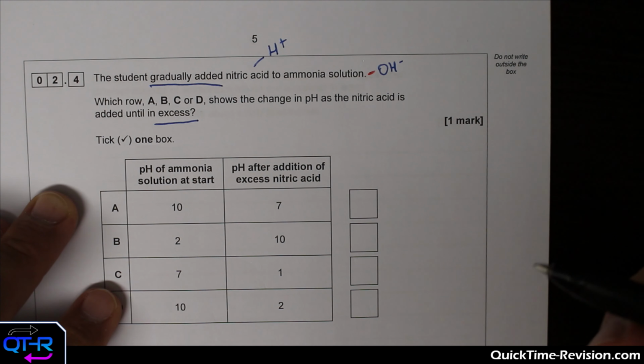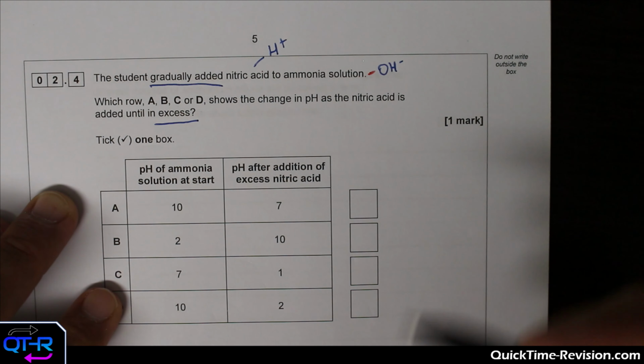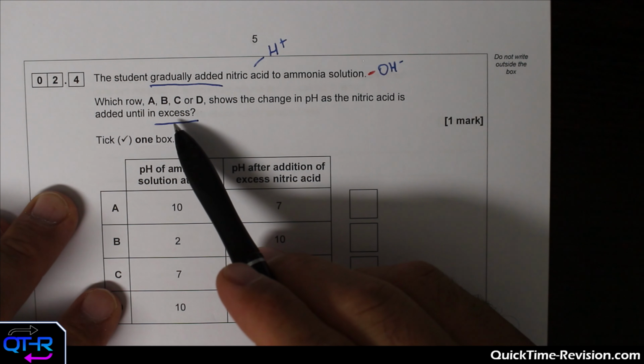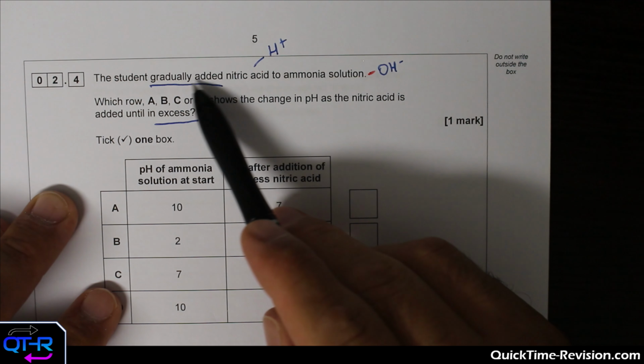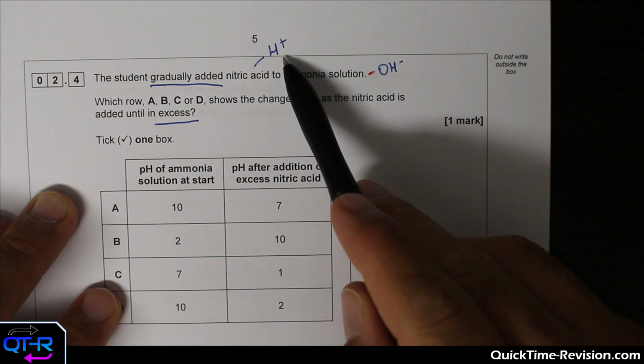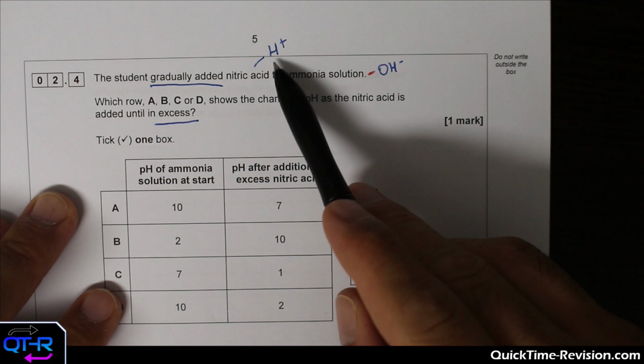So if you're going to buy a game and that game is 50 pounds and your parents are giving you 70 pounds, that means they're giving you excess money. They're giving you more than what you needed. And this is what excess means here. See, it says that the nitric acid was added until in excess. That means that there was so much nitric acid that you didn't even need that much.